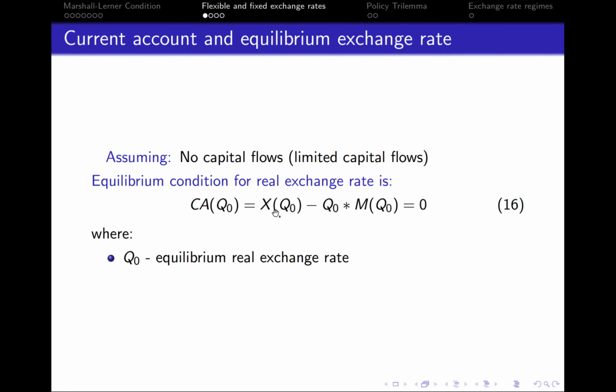And this adjustment process would be taking place until, of course, the two are equalized, and as a result, the current account is at zero. Let's say that Q0 denotes our equilibrium exchange rate, for which the current account is balanced. So it closes at zero.